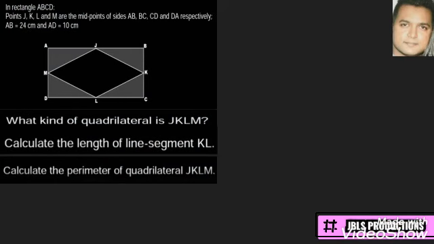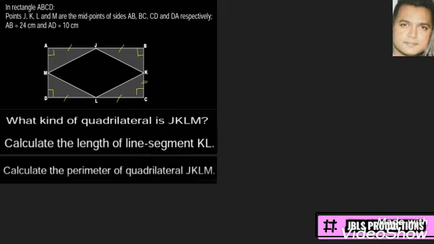In rectangle ABCD, we know that all our angles are 90 degrees. So we put that information down. Next, there's more information given to us, indicating that J, K, L and M are midpoints. So we know that this is equal to this, and by knowing that the opposite sides are equal, we know that all those lines will be equal.